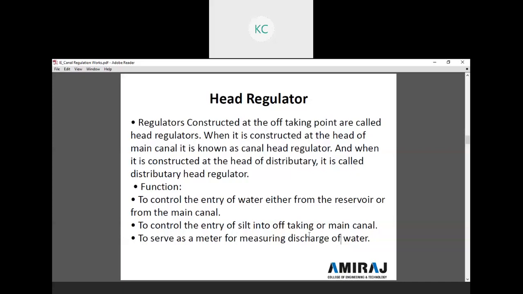There are other works of the head regulator, like to uplift the water level in the reservoir as well as in the river, and to provide proper water at a suitable time when there is very low or dead storage of water available in the reservoir. So the head regulator is a very important part of any irrigation system. There are two types of head regulator. When a head regulator is constructed in the main canal, it's called the canal head regulator, and when it is constructed at the head of the distributor, it is called the distributor head regulator.